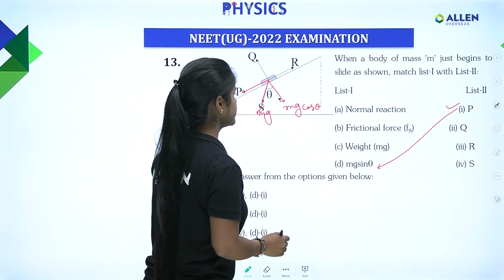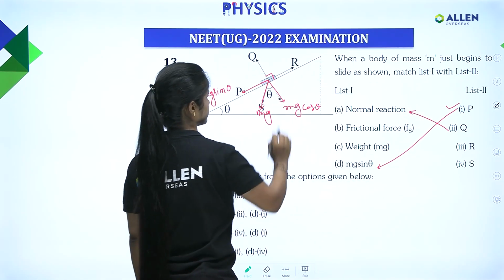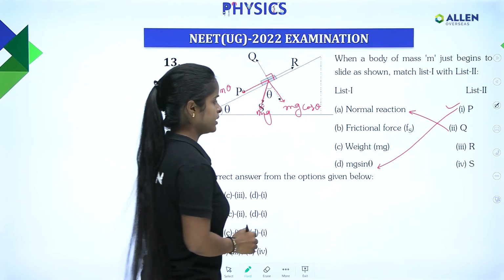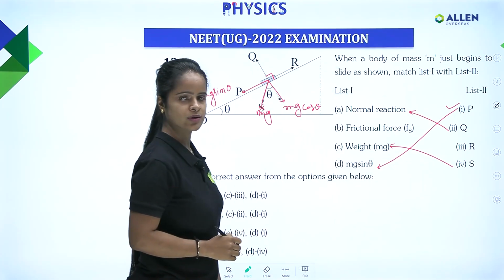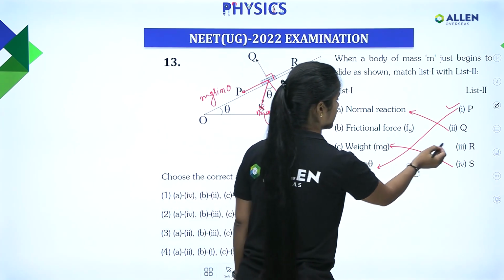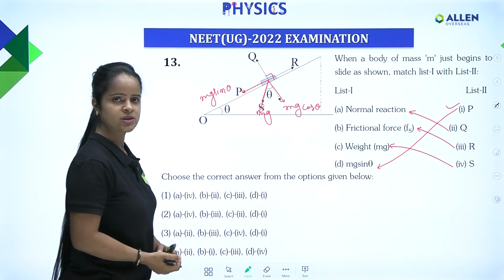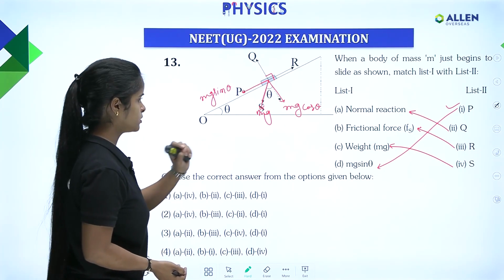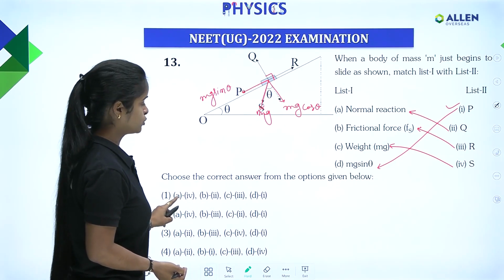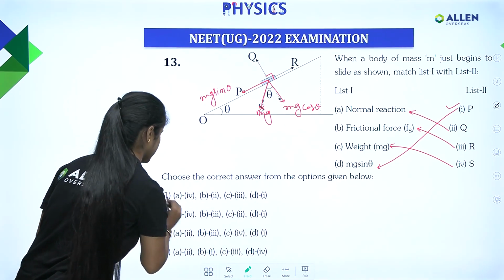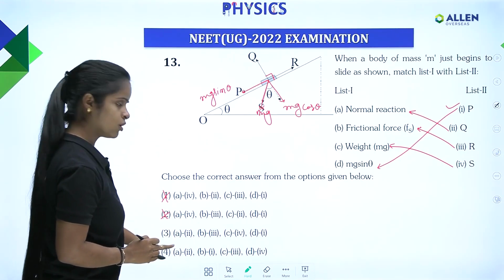Then Q is normal. Why? Because this Q is perpendicular to the surface, right? Then S is weight. We have already considered S as weight, right? Then obviously R will be friction force, right? Now let's start matching from the options. The first point, A, is related with 2. So from here we can say option 1 and 2 are wrong options. Then A is related with 2 in options 3 and 4.